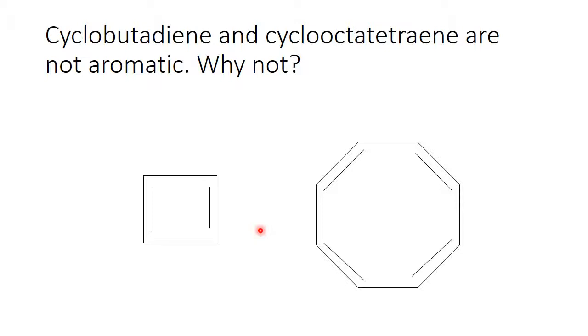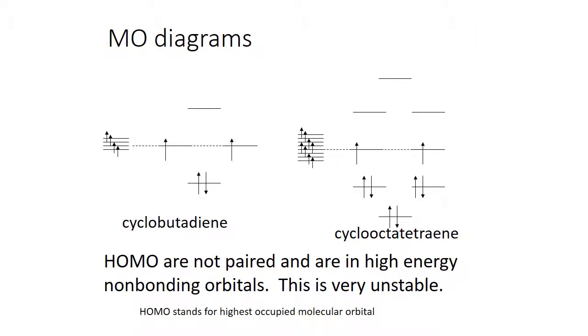Cyclobutadiene and cyclooctatetraene are not aromatic. If you look at them, they look very much like benzene. They have double bonds that are conjugated and they're in a ring. And it just looks like they ought to be aromatic, but they're not aromatic like benzene. Why not? Well, let's take a look at the pi system and the electrons in it to try and figure out why. Here are the molecular orbital diagrams for cyclobutadiene and cyclooctatetraene.